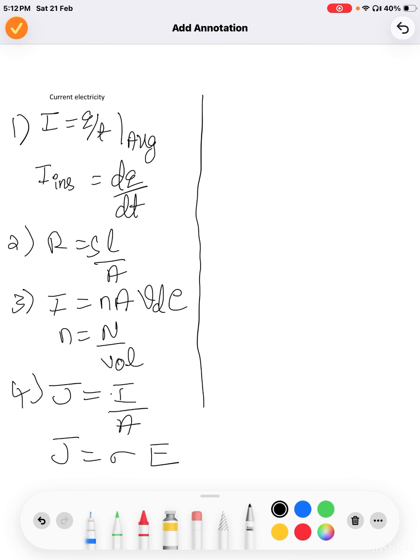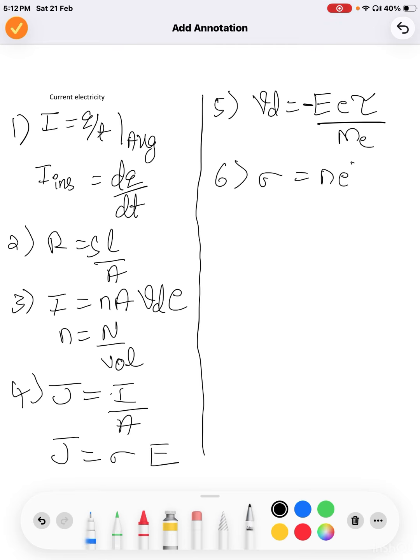Next formula, fifth one, drift velocity formula. What is the drift velocity? Equal to minus eEτ by m. Capital E is the electric field, small e is the charge of electron, tau is the relaxation time, m is the mass of electron. And another formula for conductivity, sigma equal to ne square tau by m. n is the number density, e is the charge of electron, tau is the relaxation time, and m is the mass of electron.